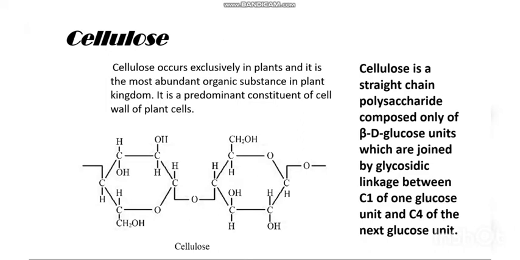Cellulose occurs exclusively in plants and is the major constituent of the cell wall in plant cells. Cellulose is a straight chain polysaccharide composed of only beta D glucose units, and these units are joined together by glycosidic linkage between carbon 1 and carbon 4 of the next glucose unit. So this is a type of homopolysaccharide or homoglycan.